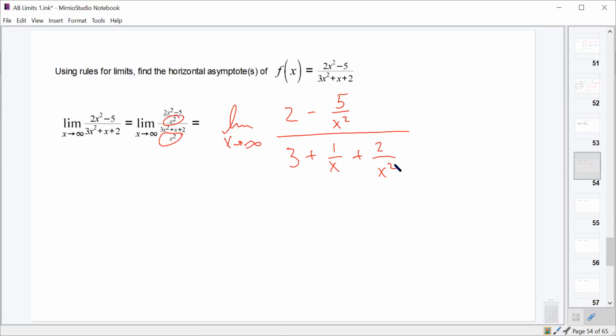Yes. Okay. So this is why that rule works when the degrees are the same, because, well, what's left? A 2 and a 3, right? And a 5 over x squared. But as x goes towards infinity, what can you tell me about minus 5 over x squared?